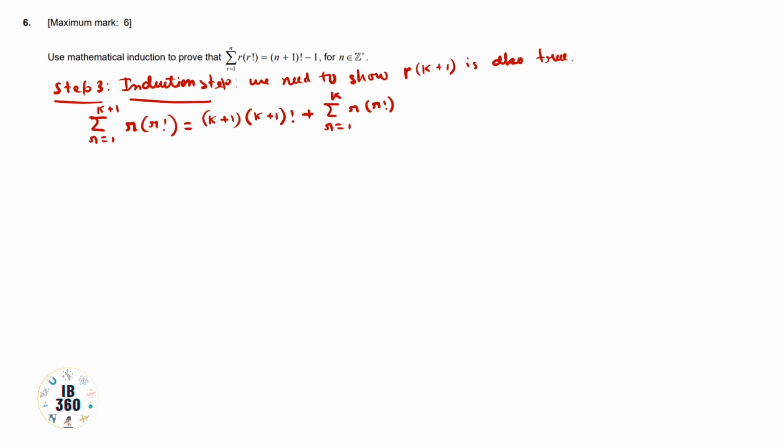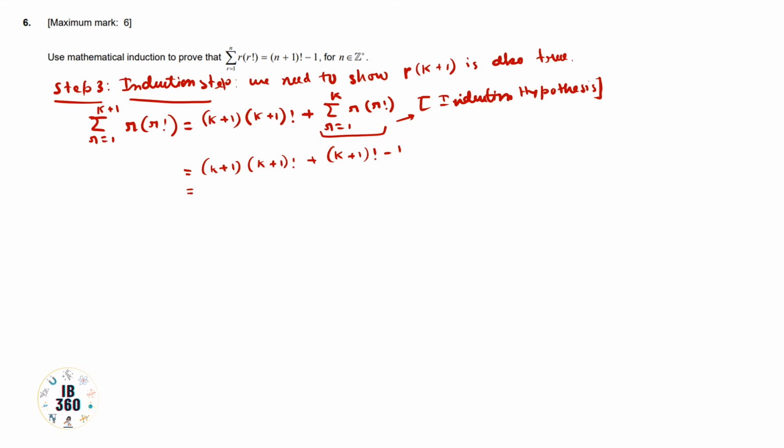This is the proof for the kth term. This step is from the induction hypothesis. This particular part is already written in step 2, that is the induction hypothesis. So this complete equation is true now. Now we can write k plus 1 into k plus 1 factorial plus this part, which we have proved earlier, k plus 1 factorial minus 1, just from the induction hypothesis step. Again I am saying this particular step is from the induction hypothesis step.